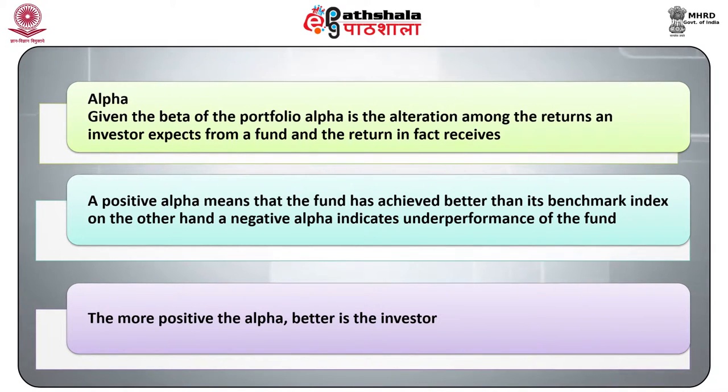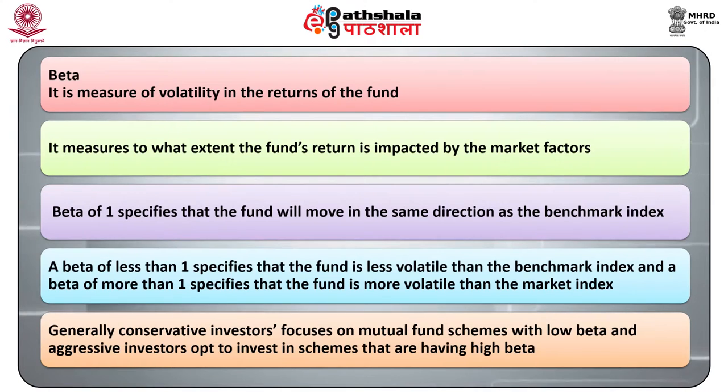On the other hand, a negative alpha indicates underperformance of the fund. The more positive the alpha, the better for the investor. Second is beta. It is a measure of volatility in the returns of the fund. It measures to what extent the fund's return is impacted by the market factors. A beta of 1 specifies that the fund will move in the same direction as the benchmark index.